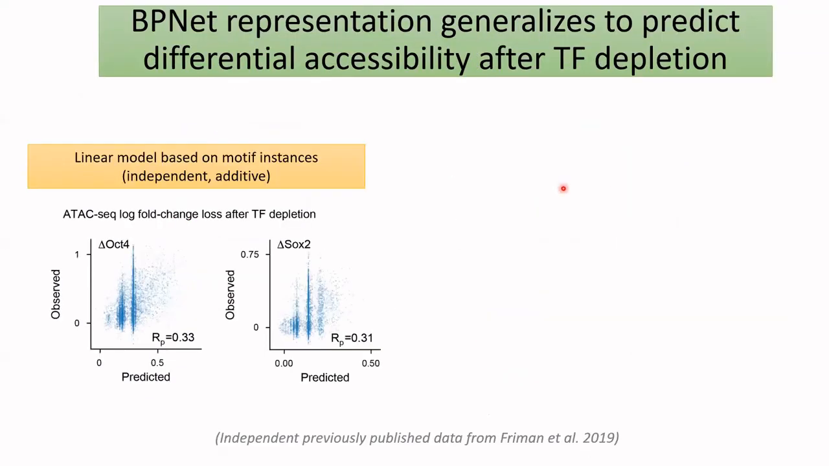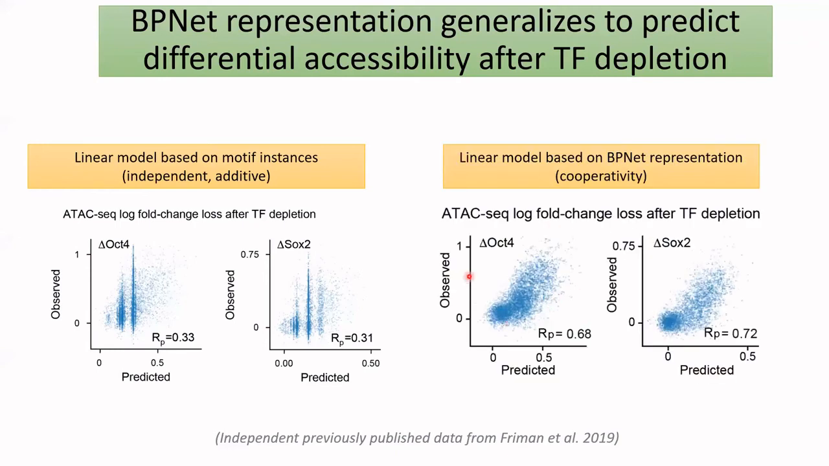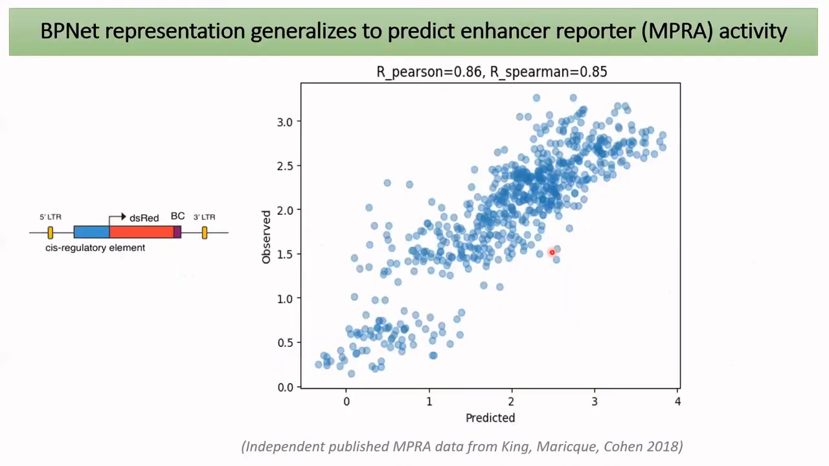We also did large-scale validation. I'll skip this in the interest of time, but we can show that the BPNet representation can also be used to accurately predict genome-wide changes in ATAC-seq profiles after Oct4 and Sox2 depletion of the transcription factor. And we also show that the model's representation is very predictive of expression effects from massively parallel reporter assays.